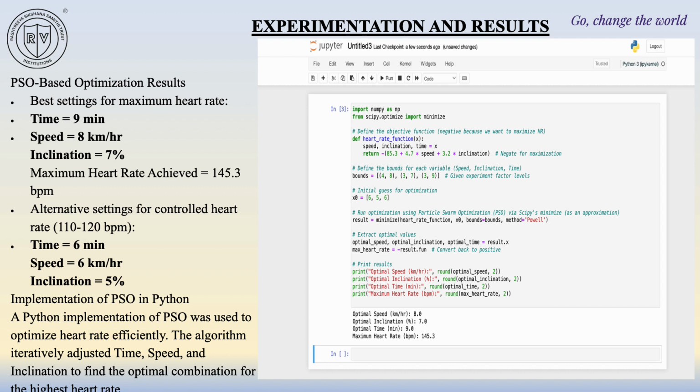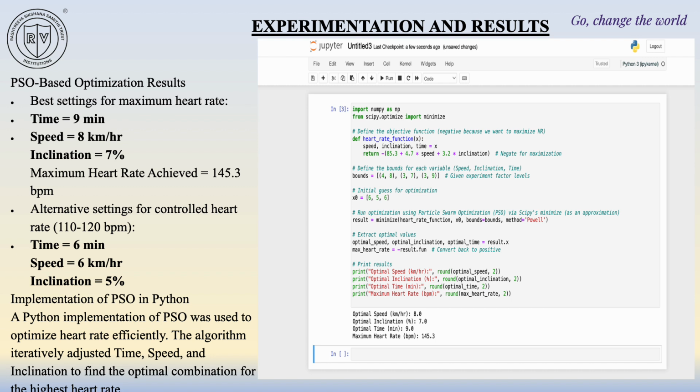Alternate settings for controlling heart rate: we can ourselves select a range between 110 and 120, and from that we can determine the time to be 6 minutes, speed as 6 kilometers per hour, inclination as 5%. So here we've implemented PSO in Python. It was used to optimize the heart rate efficiently. The algorithm iteratively adjusted time, speed, and inclination to find the optimal combination for the highest heart rate.